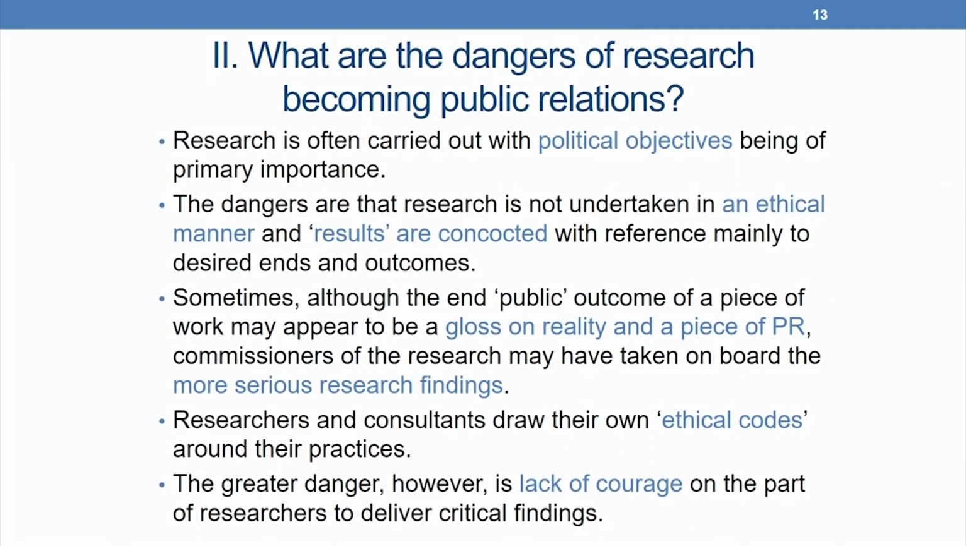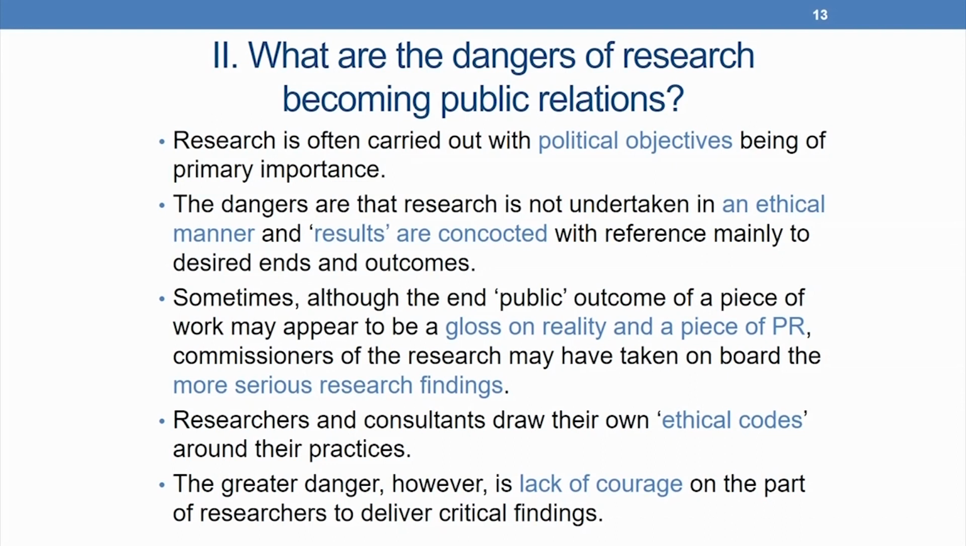Now, there is a difference between commissioning a piece of research for purely political purposes without regard for validity of results and commissioning serious research at a particularly advantageous time. In practice, the issues are often not this clear cut, because sometimes although the end public outcome of a piece of work may appear to be a gloss on reality and a piece of PR, commissioners of the research may have taken on board the more serious research findings.